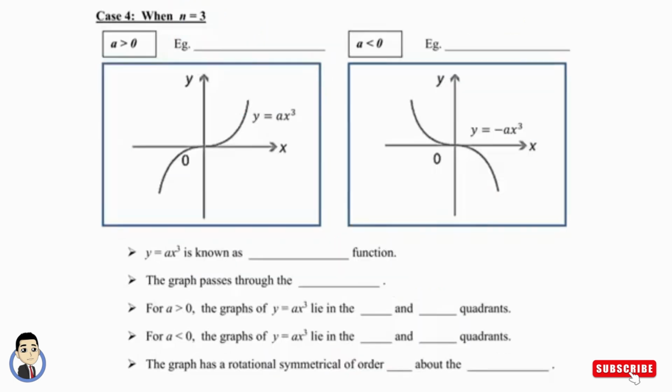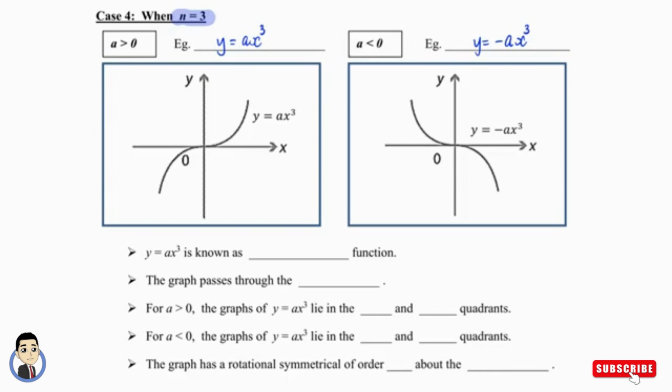Hello everyone, welcome to this part of the video where we are going to explore the case where n is equal to 3. So examples would include y equals a x to the power of 3, when a is positive, and here y equals negative a x to the power of 3, when a is negative. Do take note at this point of the shape of this particular graph.